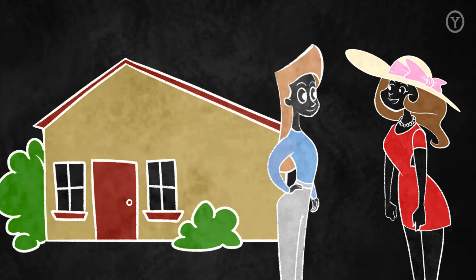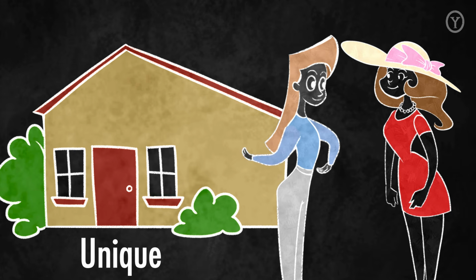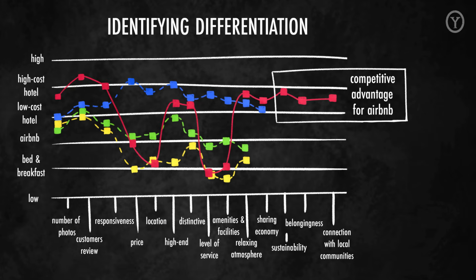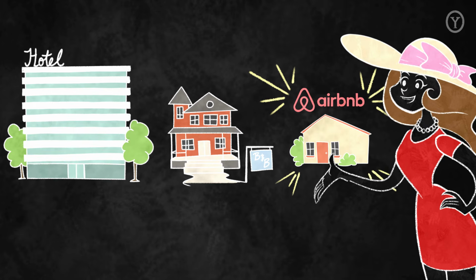Airbnb created an advantage over rivals by adding connection with the local community and having a unique experience. Traditional competitors such as hotels and bed and breakfasts didn't think to compete along these dimensions, but they were very popular with Airbnb customers.